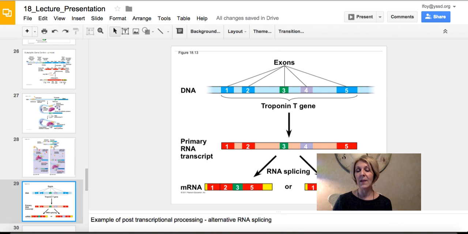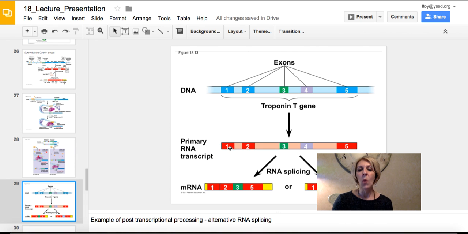Another way that cells can control protein synthesis is by altering the post-transcriptional processing. In other words, they can splice the messenger RNA in different ways. Okay, so there is a protein called troponin, and troponin has a little bit of different varieties. There are different types of troponin protein that the cell can make.